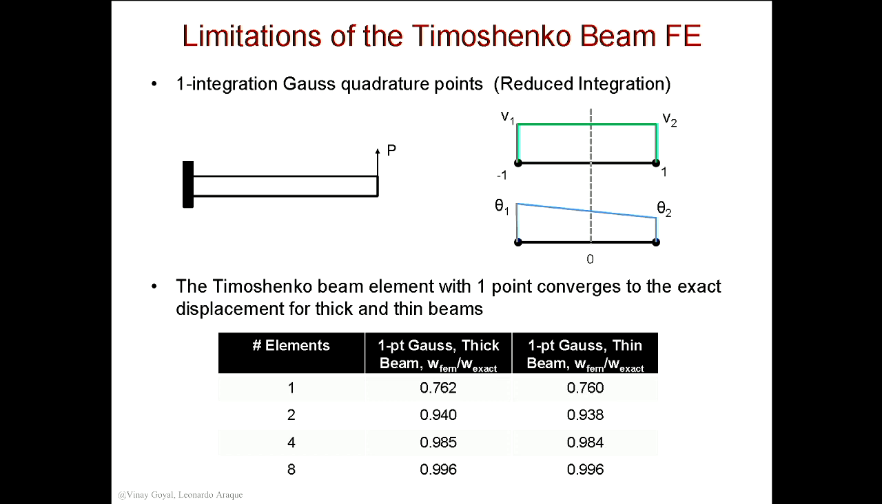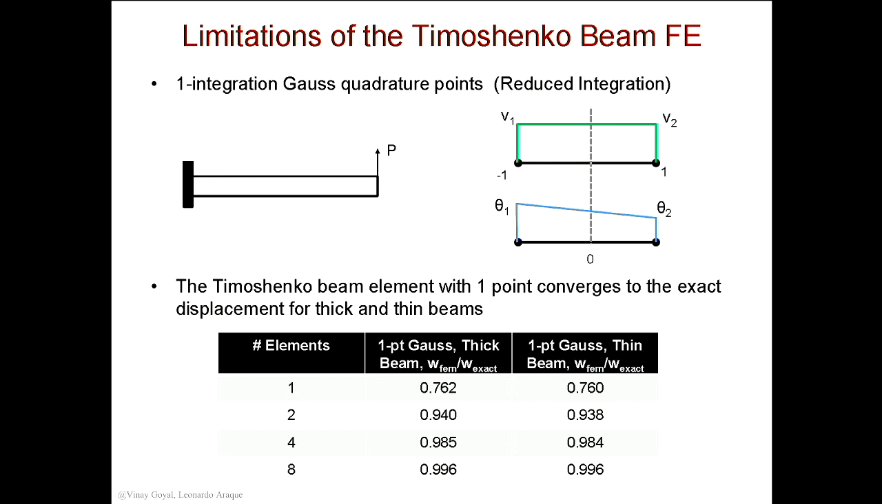So when I use this approach, this 1 point, which is strange, right? I'm reducing the accuracy. I'm saying I'm going to integrate this less accurately. And yet, when I look at a thin beam, bam, it matches the exact solution. It's like, wow, this works out. And for a thick beam, very similar convergence, both thick and thin.